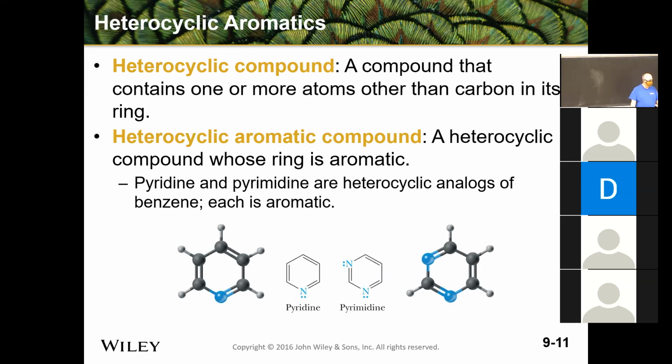All right, there are some aromatics, as well as just some cyclic compounds, that are called heterocyclics. A heterocyclic compound will have other elements besides carbon in the ring. Some of those heterocyclic compounds are aromatic. Here are a couple of examples.